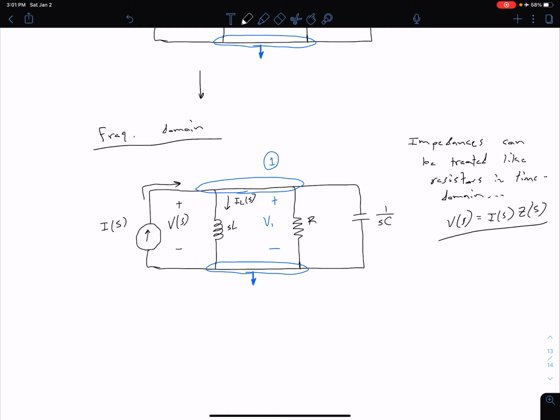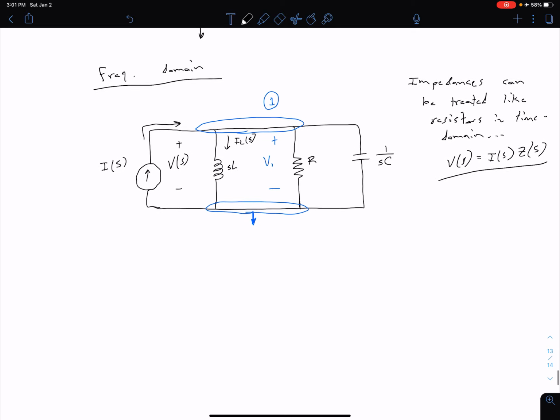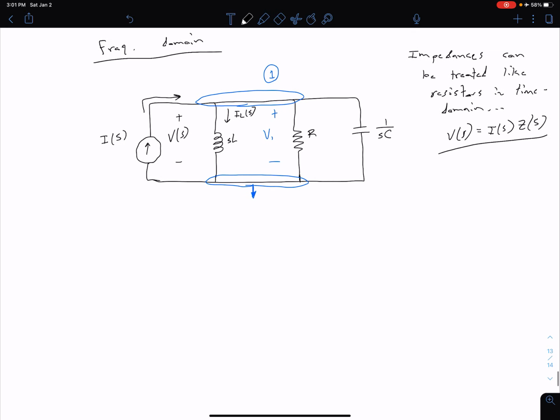Okay, so let's do the same process. We're still using our node voltage. Notice I still have my node 1 labeled, my reference node labeled, my V1 labeled. And as we had said before, we're only going to need one equation because we only have one non-reference essential node. And so remember, we're essentially just doing KCL. So sum of currents in equals sum of currents out. Our current in, we now have I of s from our source. Our current out, so our inductor current I sub L, is just going to be V divided by Z.